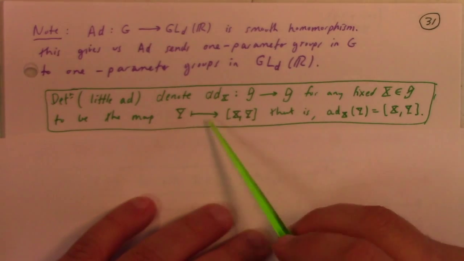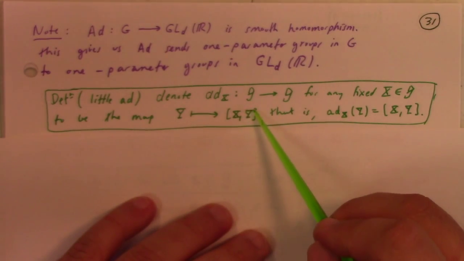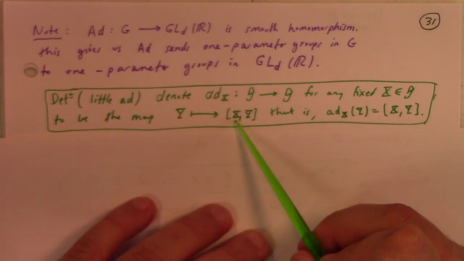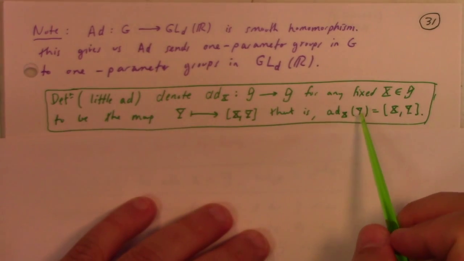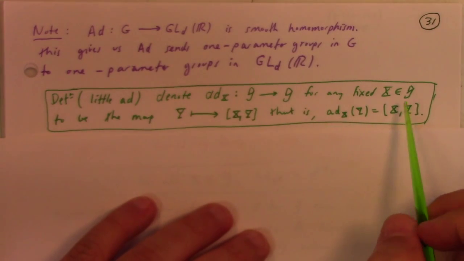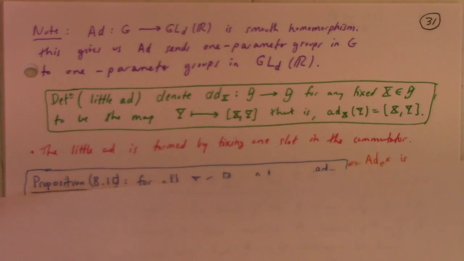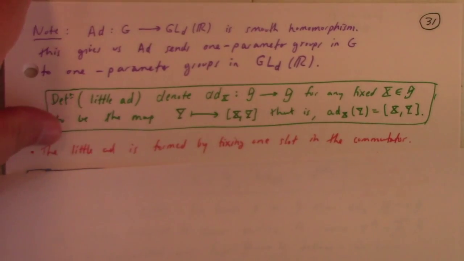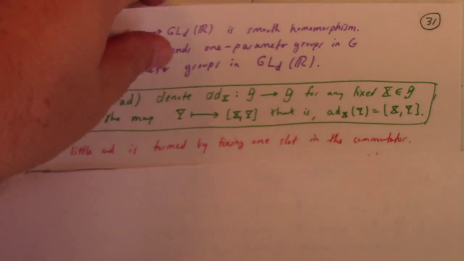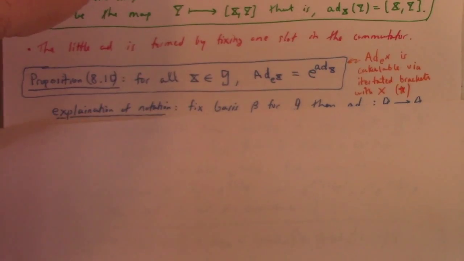Anyway, this of course gives you a linear transformation because this is linear in the second slot, and X just sits there. So this is the little adjoint. It's just little ad of X applied to Y is the bracket of X and Y. All right. Like I said, the little adjoint is formed by fixing one of the slots in the commutator, or freezing it if you like.